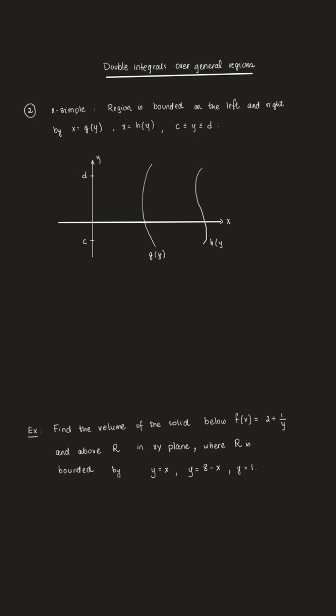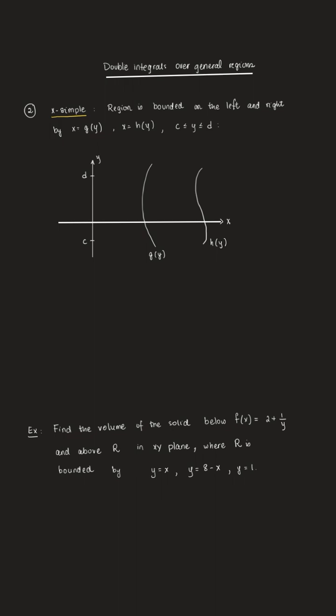All right, let's continue our work on evaluating double integrals over general regions. This time, we're going to think about what happens when our region on the xy plane is enclosed between two functions of y. So we're going to call this x simple, where the region is enclosed between two simple functions of x with respect to y.